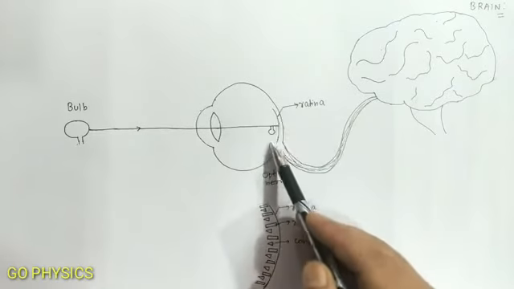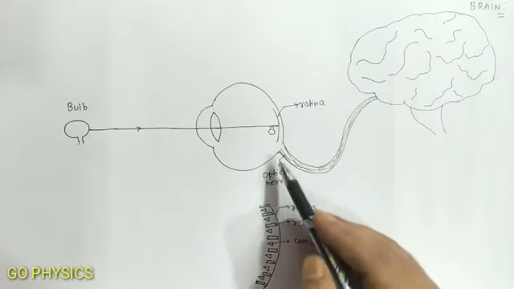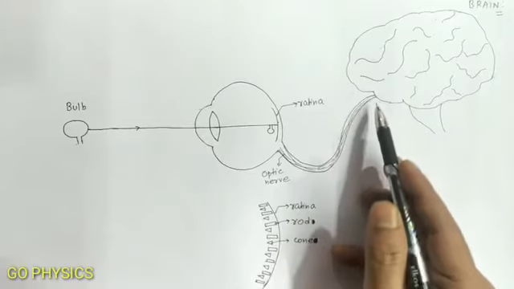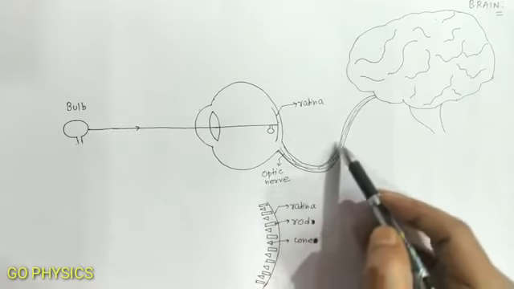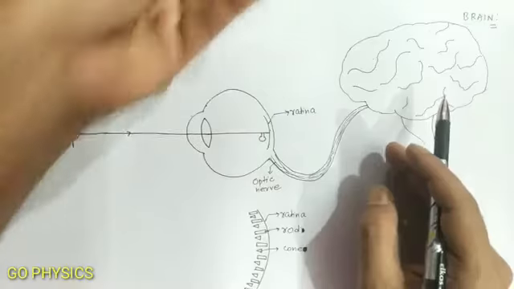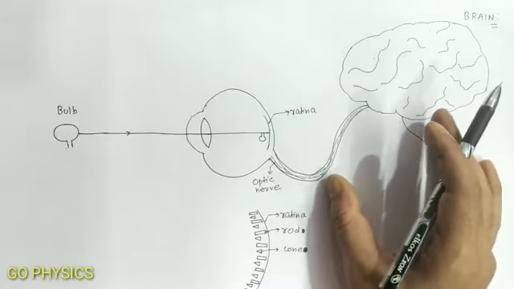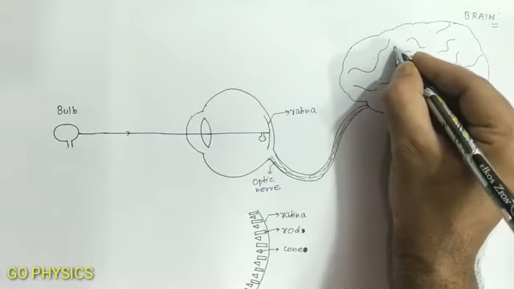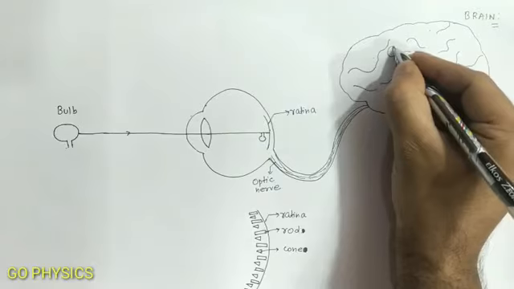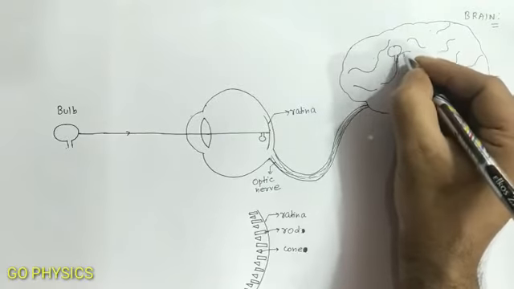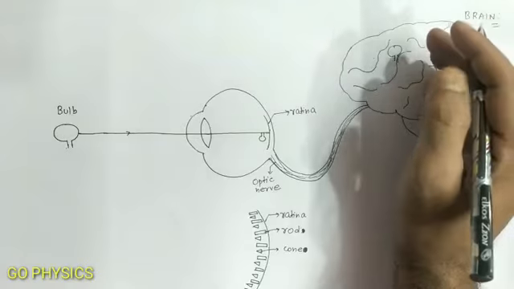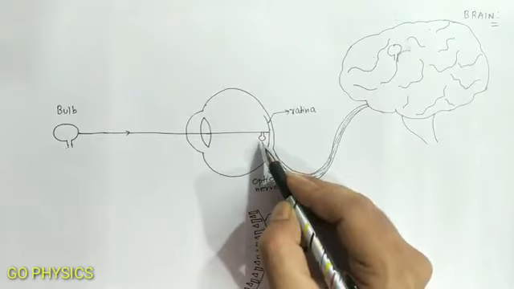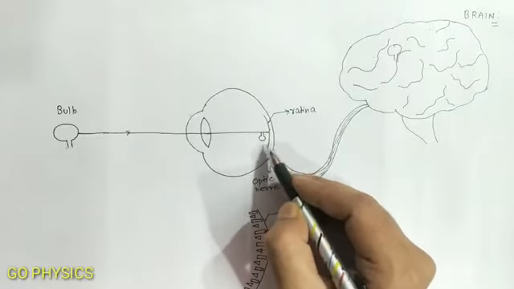The image formed on the retina is transmitted through the optical nerve to the brain in the form of optical signals. The brain processes this information to show us an erect image, which is much larger as compared to that formed on the retina.